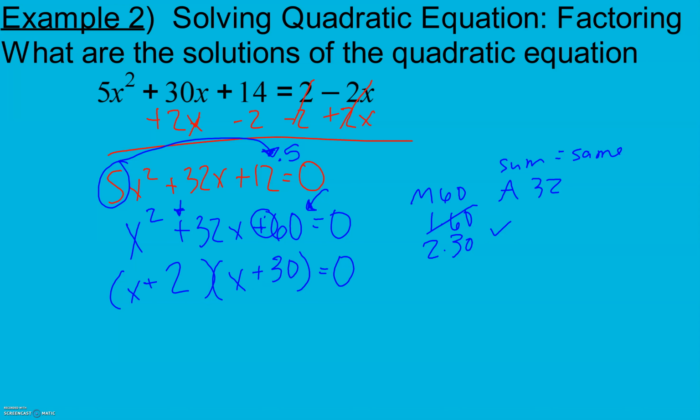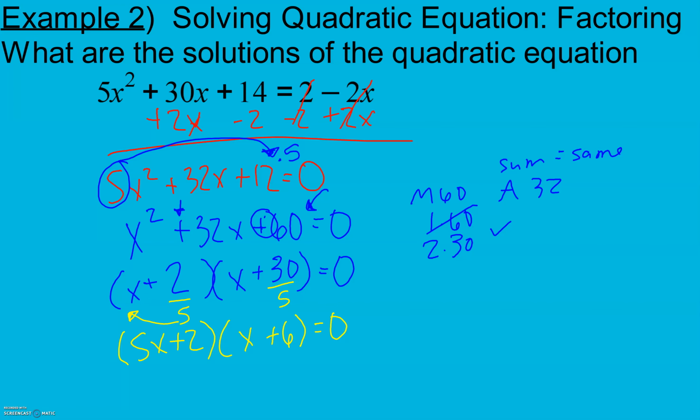Now, we have to undo our swing here. So I multiplied by 5. Now I'm going to divide by 5. Reduce if we can. If not, we swing that denominator in front of our x term as our coefficient. And there's my factored form.